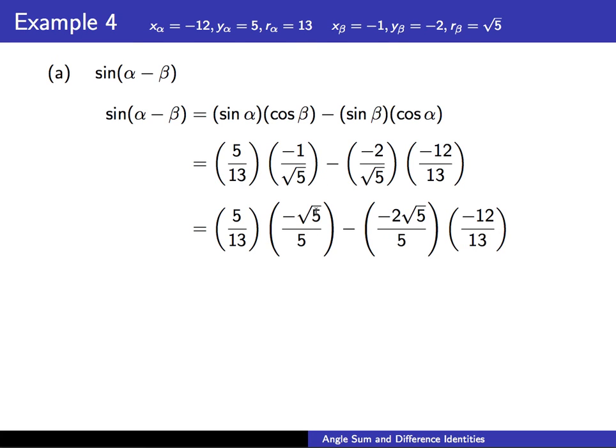So now we can just use these rationalized results for sine beta and cosine beta. So multiplying our expressions, we get -5 square root of 5 over 65, and then we get minus -2 radical 5 times -12 is 24 radical 5 over 65. So -5 square root of 5 over 65 minus 24 square root of 5 over 65 gives us our final answer of -29 square root of 5 over 65.